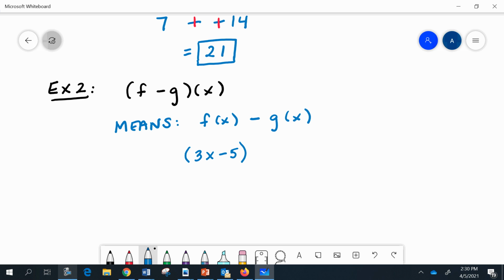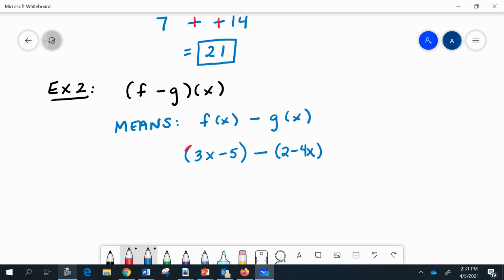And we want to put a parenthesis around that so that we can see that 3x minus 5 is kind of like a package deal, right? We want to keep it together. And we're going to subtract that by what the g of x function is. And when I go look back up top, the g of x function was given as 2 minus 4x.